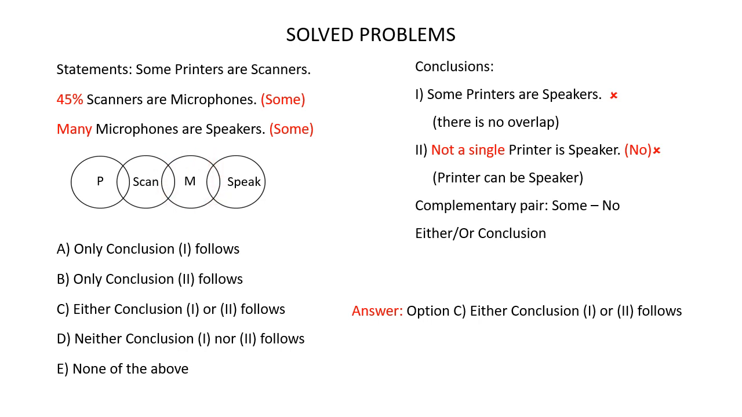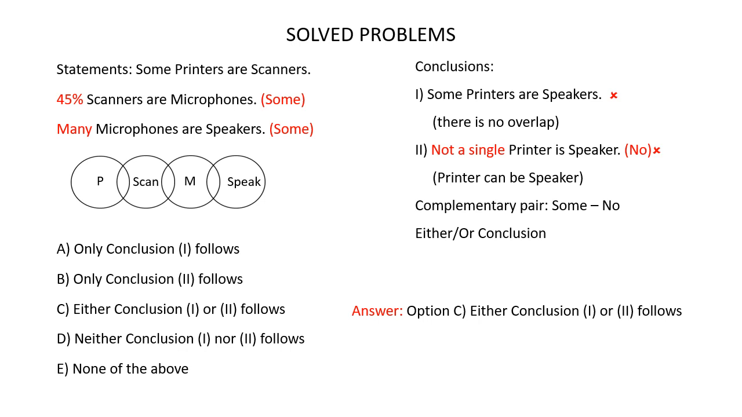Many microphones are speakers. Now many means some. So the statement now becomes some microphones are speakers. So there has to be a partial overlap between microphones and speakers. Now this is the basic Venn diagram for the given statements. Now based on this Venn diagram, let's find out which of the given conclusions follow.